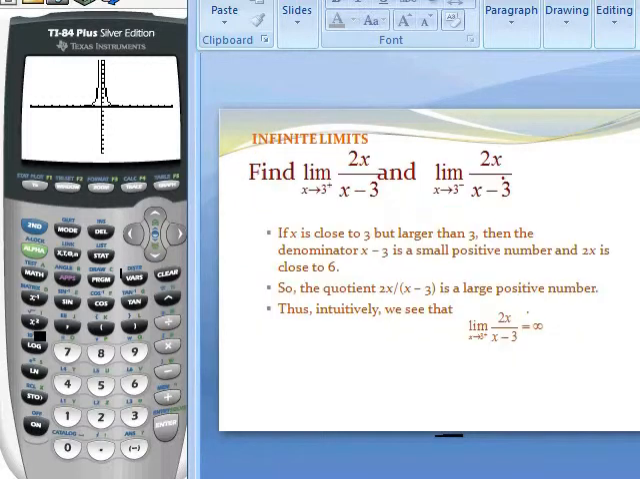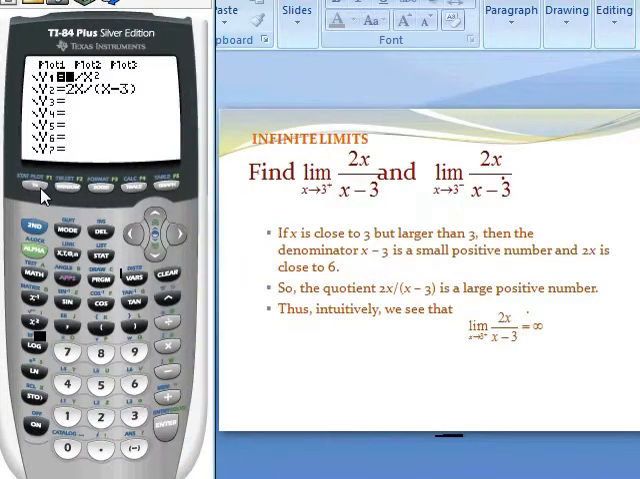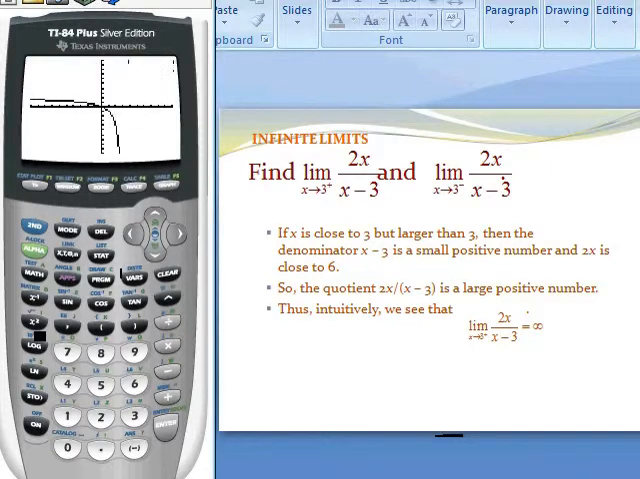Now let's look at another example: 2x over x minus 3. What does that graph look like? I'm going to make this inactive and this active, and I will just graph it. Look what it looks like. It looks like it's going down this way, going up that way. There is a vertical asymptote in here.